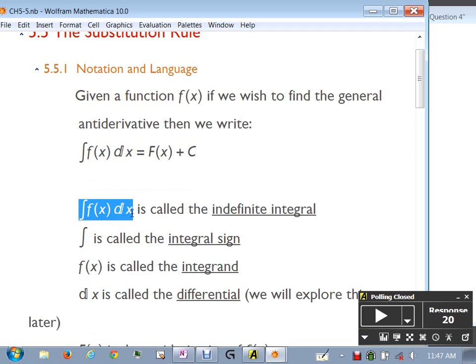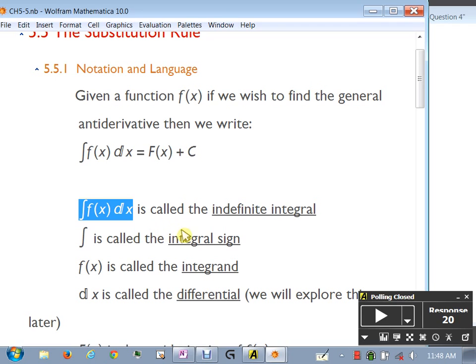This whole thing, all of it together, is called the indefinite integral. Later on, it'll become the definite integral. There will be a difference between the two. But for us, it's called the indefinite integral. This is the integral sign. The function that is inside of this indefinite integral is called the integrand, just like when you had something under a radical, it was called a radicand. Inside the integral sign, it is the integrand.